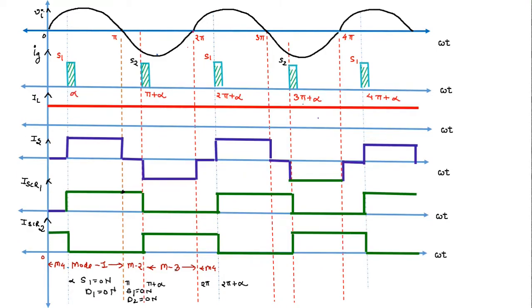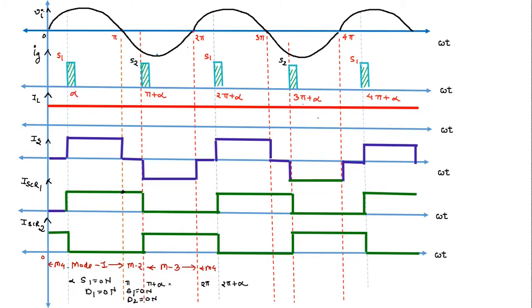Now we will understand mode number 3. Mode number 3 goes from omega t is equal to pi plus alpha to omega t is equal to 2 pi, as you can see here. At omega t is equal to pi plus alpha, SCR2 is already in the forward bias condition because of this negative half cycle of the AC input voltage. Now we will trigger this S2 thyristor at omega t is equal to pi plus alpha.